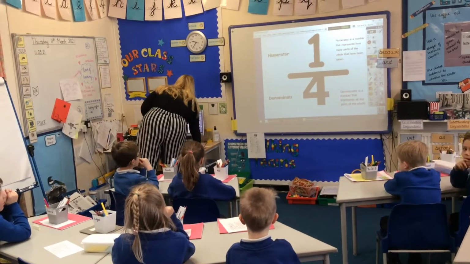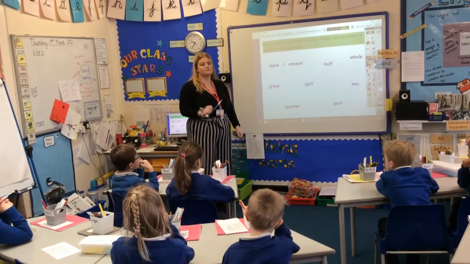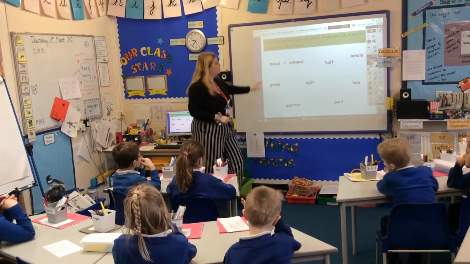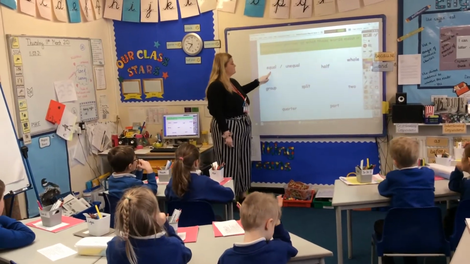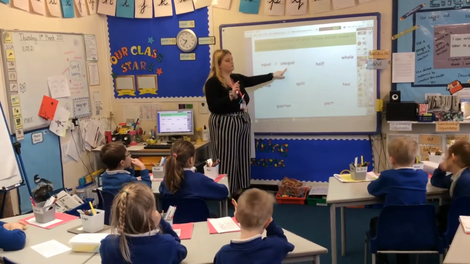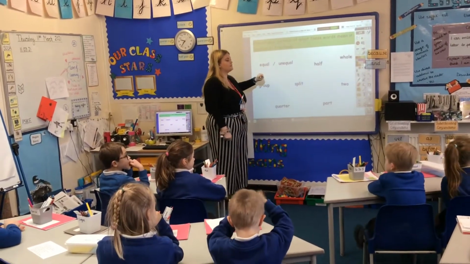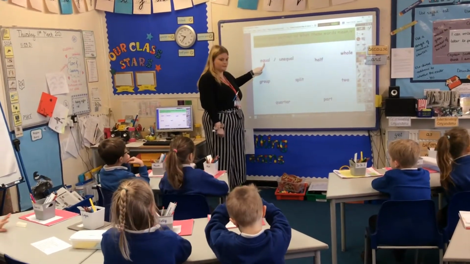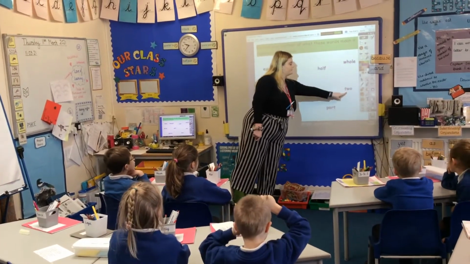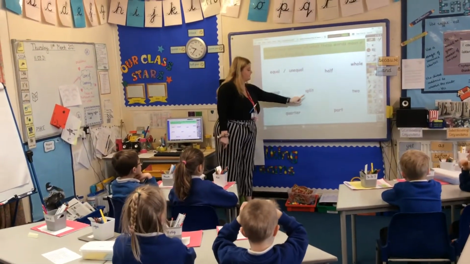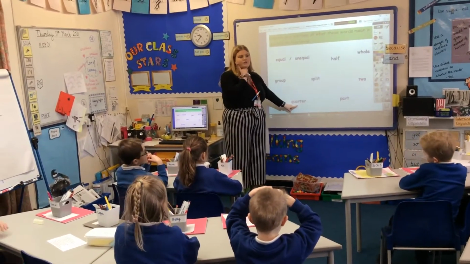So we're going to have a recap of our vocab words. We're going to read them all together, and then you're going to talk to your partner about what you know about these words and what they mean. So we're going to read them together, ready? Equal, unequal, half, whole, 2, part, split, quarter. Talk to your partner. What do you think water is?